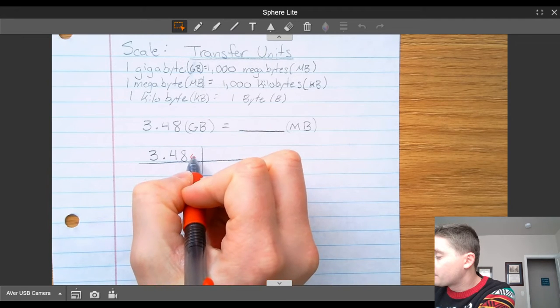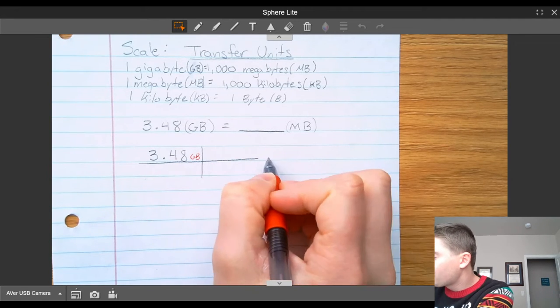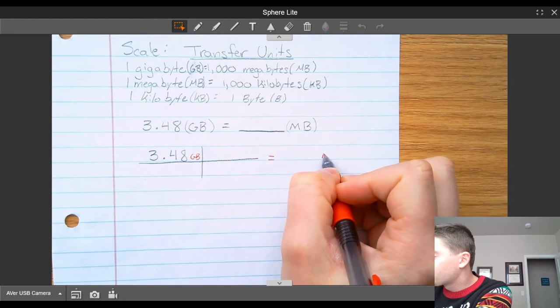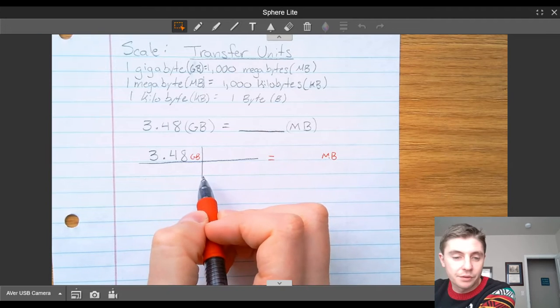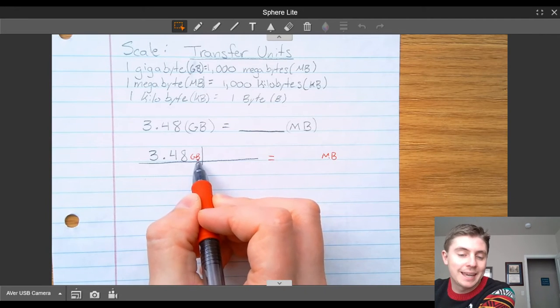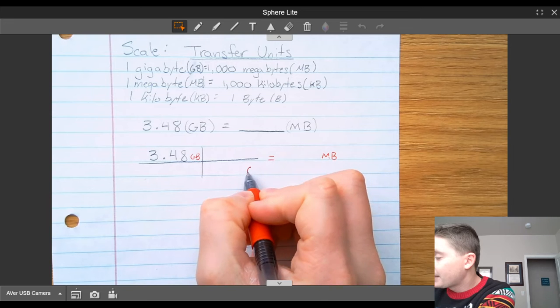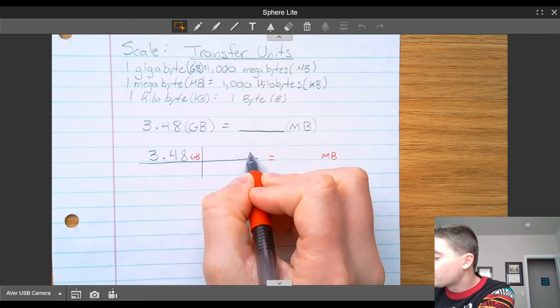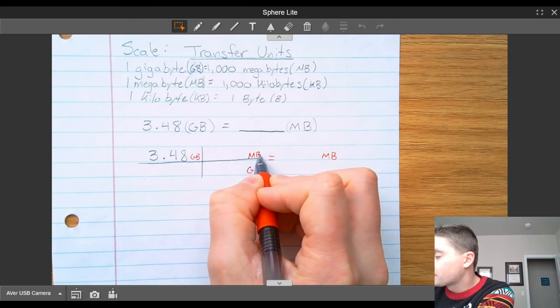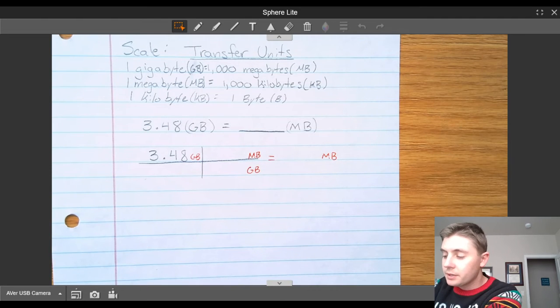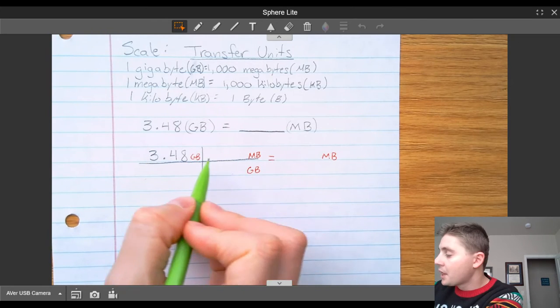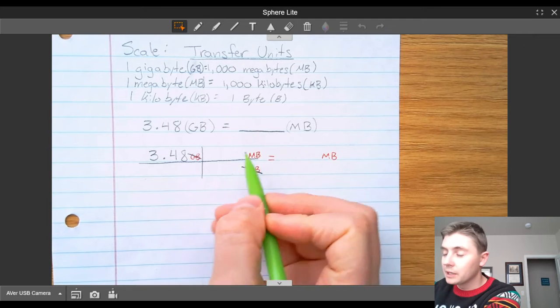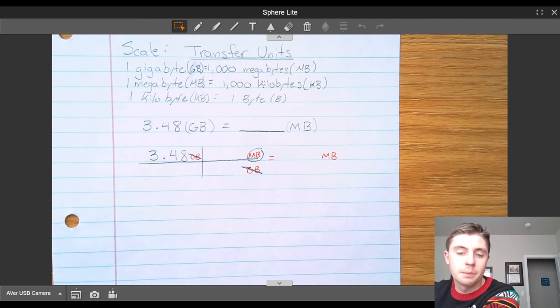So this one is going to be my gigabytes, but I want to end in megabytes. To do that, just like I would a fraction, I want my gigabytes to cancel itself out. So I'm going to put that at the bottom, which means my megabytes is going to go at the top. If I have gigabytes on both the top and the bottom of the separation of my ratio table, they're actually going to cancel each other out, leaving me with only megabytes left.